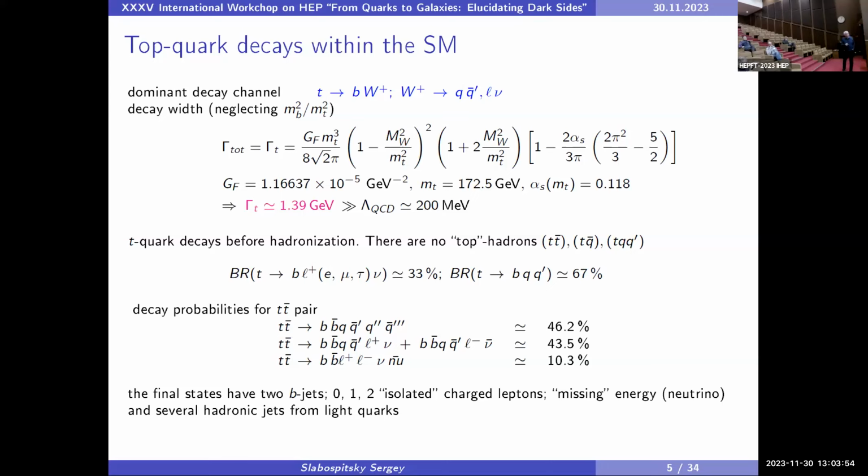The expression of the total top decay widths are presented here with linear order corrections, and if you take into account the quantity and use the more or less correct value of the experimental value of the top mass, the total decay width is about 1.39 GeV. And let me remind you that it's about 2 times or even 1 order of magnitude bigger than the lambda QCD. As a result, this is why we don't expect the existence of the top hadrons.